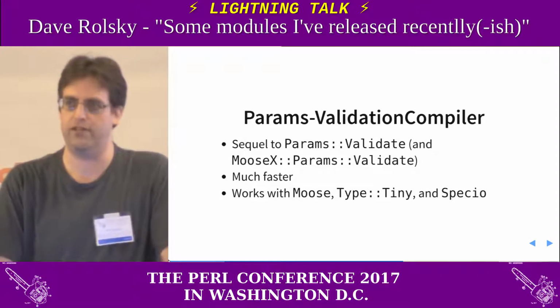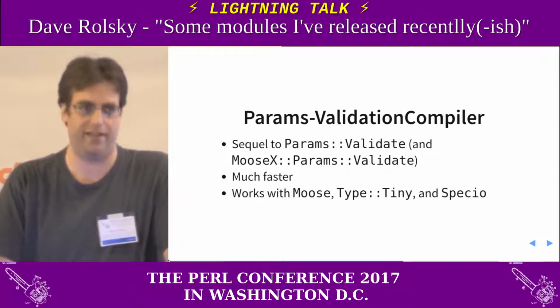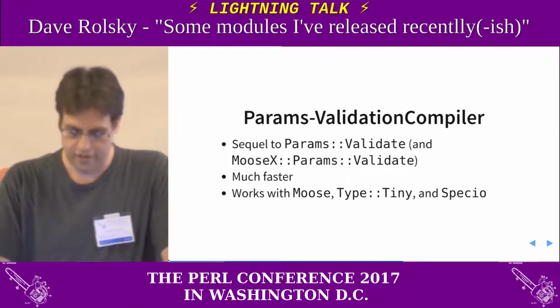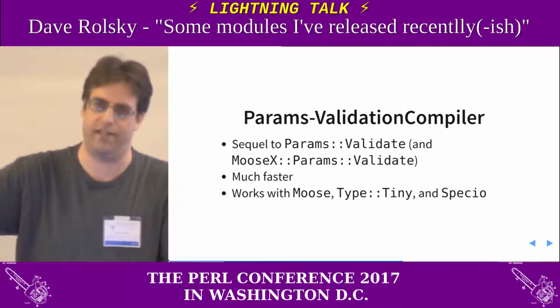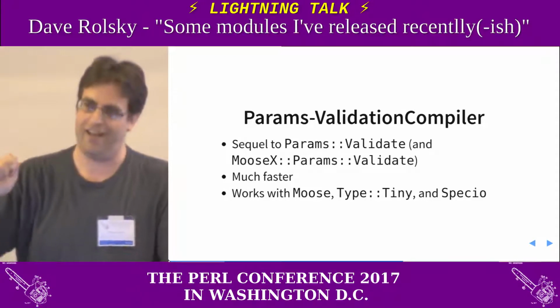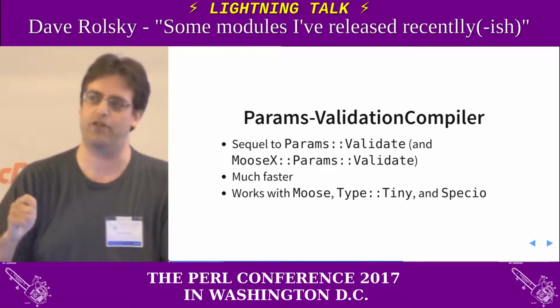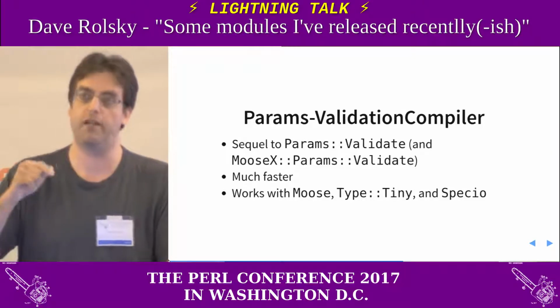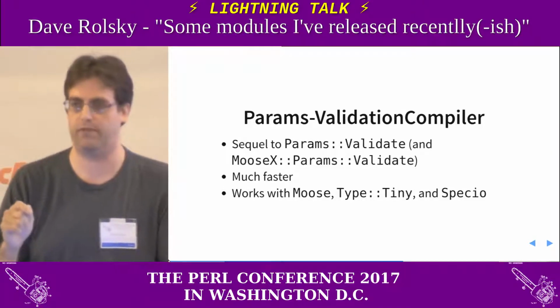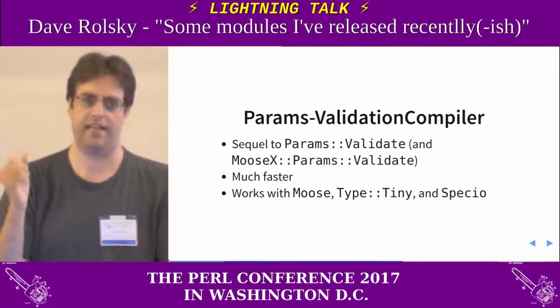And the more I use it, the more I use MooseX::Params::Validate, I was just like, man, this is really a bottleneck. So I wrote this new module. So throw out all your code that uses Params::Validate and start using this new module. It is, despite being pure Perl, significantly faster than Params::Validate, much, much, much, much faster than MooseX::Params::Validate because it generates inline code.